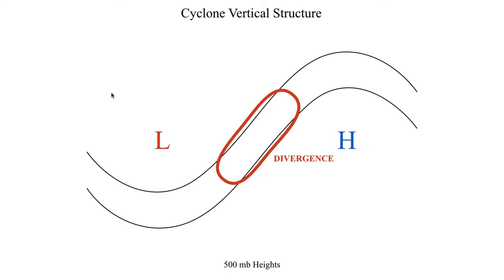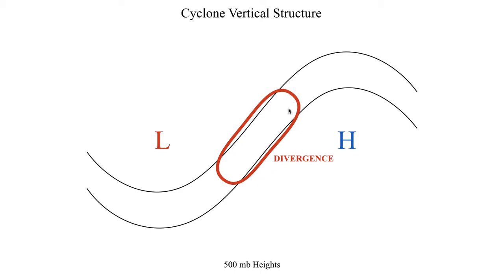So first of all, I want to refresh your memory on something that we looked at, I believe in Lecture 8 or 9, or it may have been before that, when we talked about the gradient wind balance and how that produces divergence aloft ahead of a trough and convergence aloft ahead of a ridge. So this diagram should hopefully be somewhat familiar.